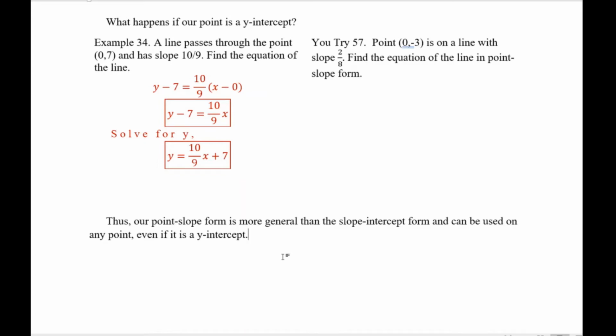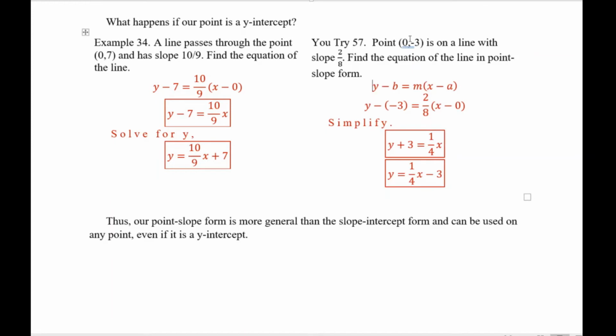You try 57. Point (0, -3) is on a line with slope 2/8. Find the equation of the line in point-slope form. Pause here, try it on your own, then check back. A is 0, b is negative 3, and m was 2/8, which reduces to 1/4. We can simplify this. Negative 3 becomes plus 3. Minusing by 0 just goes away. And we can leave it in this form, or we can solve for y and have it in slope-intercept form.